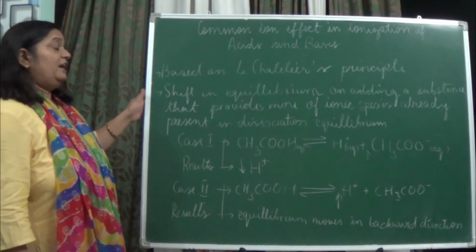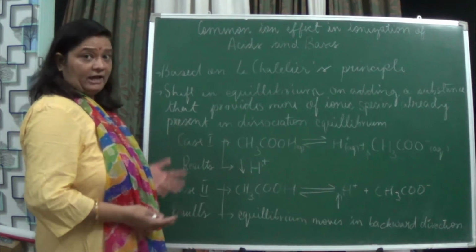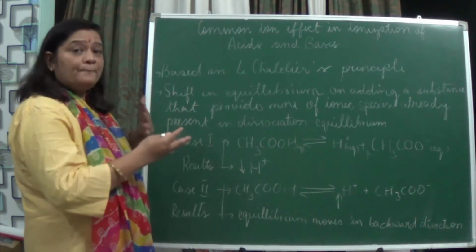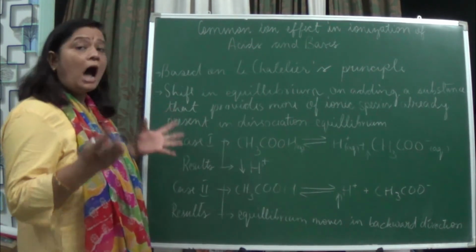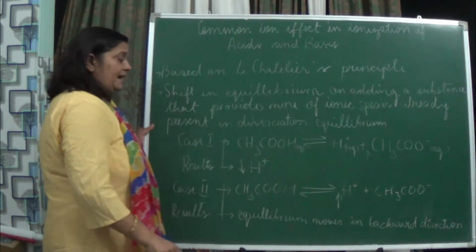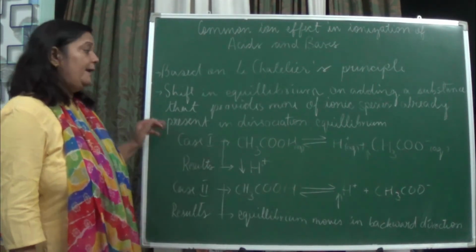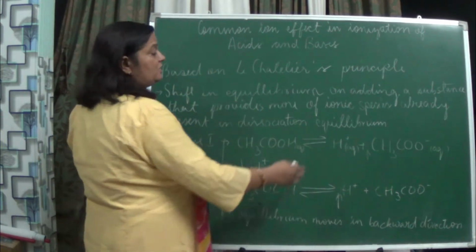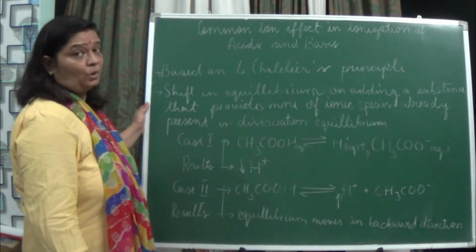It means that if in a reaction the products are being formed and it is in an equilibrium position, and we add any of the components in excess, we see a shift in the reaction. Let us take an example. Take an acid like CH3COOH, which is acetic acid. It gets partially ionized and is in equilibrium, forming H+ ions and acetate ions, that is CH3COO- ions.